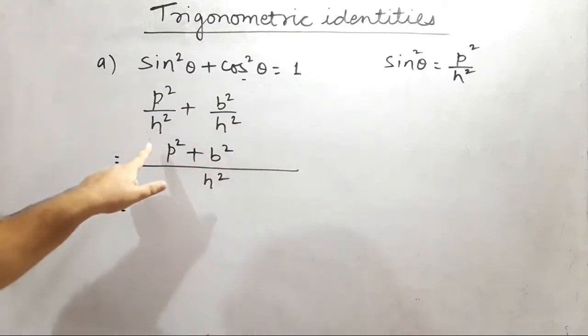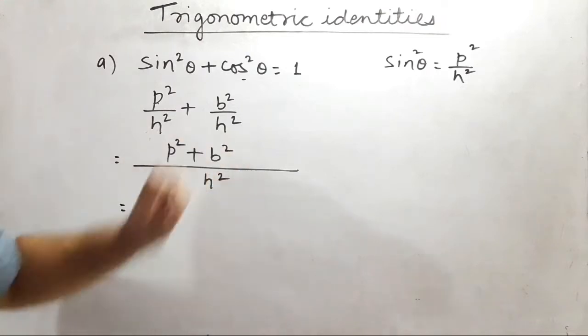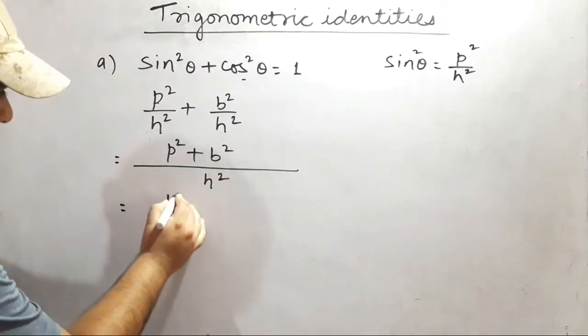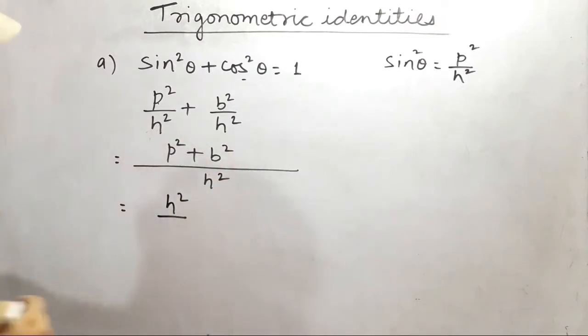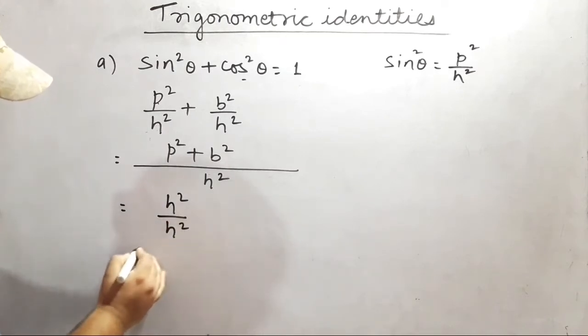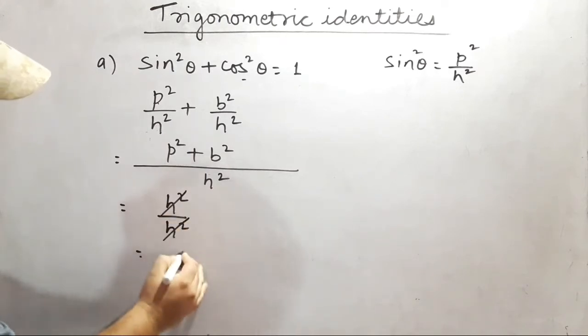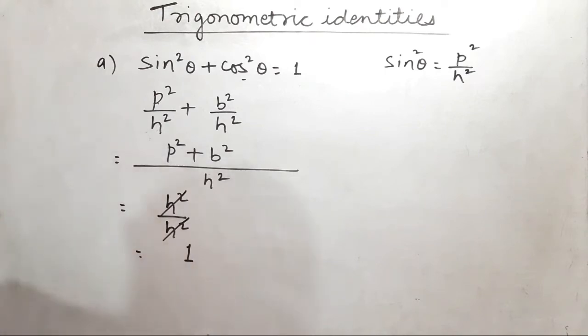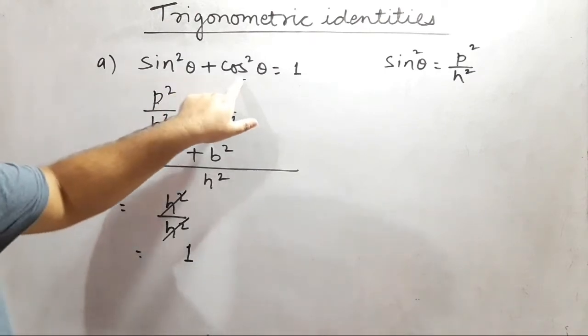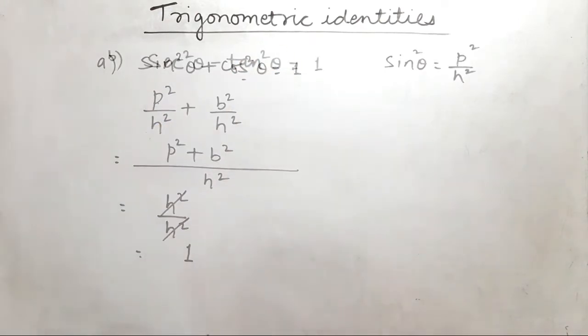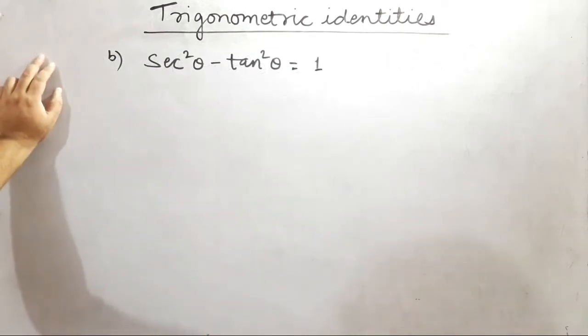As we know, p square plus b square is equal to h square from the Pythagorean relation. So h square by h square is equal to, we can cancel here, it results in 1. So sine square theta plus cos square theta will be equal to 1. The second relation is sec square theta minus tan square theta equal to 1.